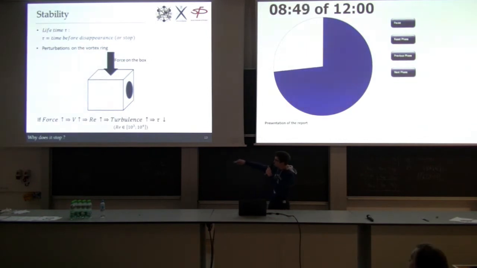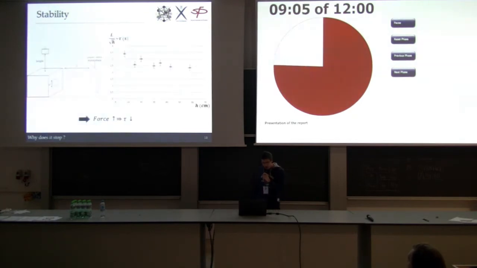So, if the force is increasing, the velocity is increasing, that is to say, the Reynolds number is increasing, so it makes more turbulence, and we have the lifetime that is decreasing. How to verify it experimentally?